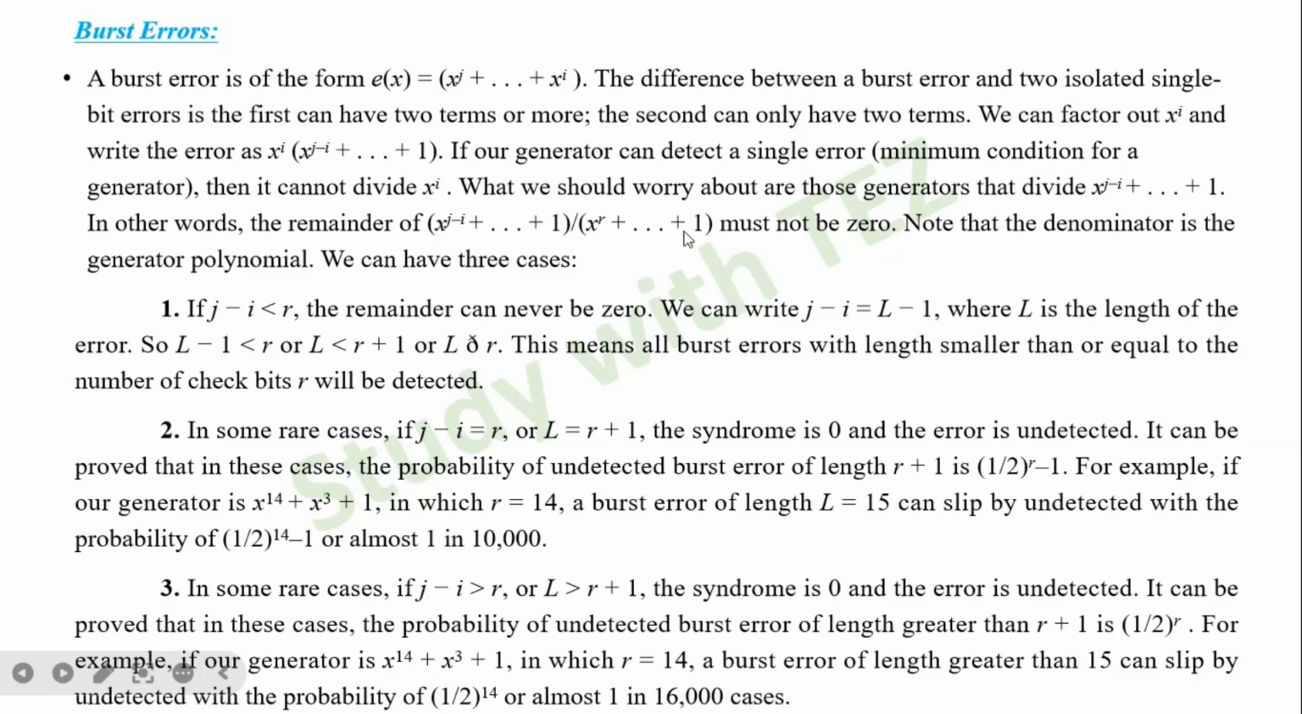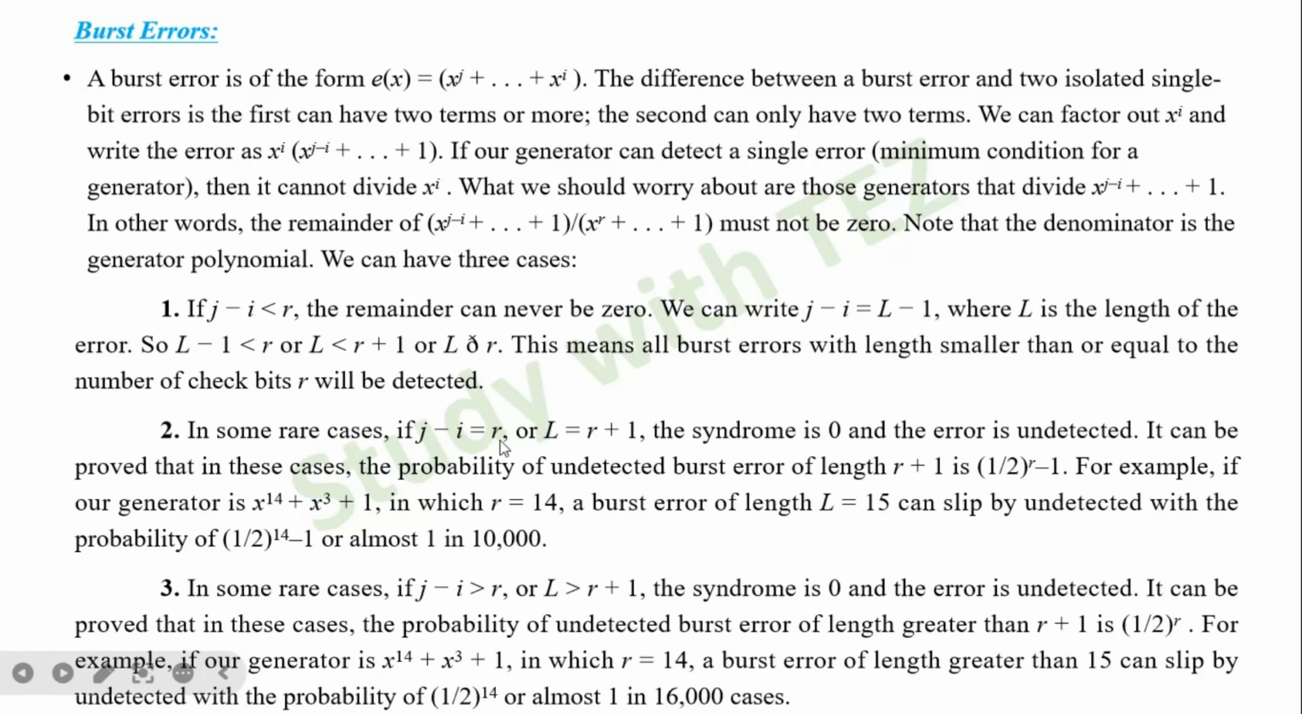So if we take this as our generator polynomial, so that this is not divisible, then here there is r, that is the number of check bits. If you compare, three possibilities exist: x to the power of i is less than r, equal to r, or greater than r. We are checking the three. If it is less than r, then the remainder can never be zero at all. So all the burst errors will be detected. And this is nothing but the length of the error: j minus i is l minus 1, where l is the length of the error. Then it simply means l minus 1 is also less than r, or l is less than r plus 1. This means all the burst errors with smaller length will be detected.